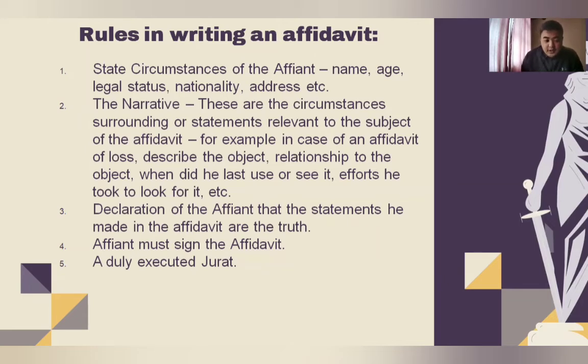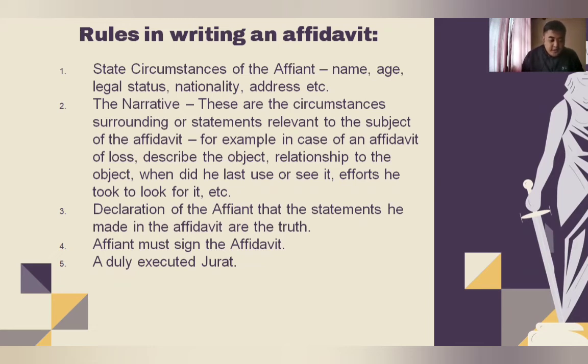For example, in the case of an affidavit of loss, the affiant must describe the object, his relationship to the object, when he last used or saw it, the efforts he took to look for it, and any other information or statements which may be relevant to the affidavit. And then it is also necessary that there must be a declaration of the affiant that the statements he made in the affidavit are the truth.